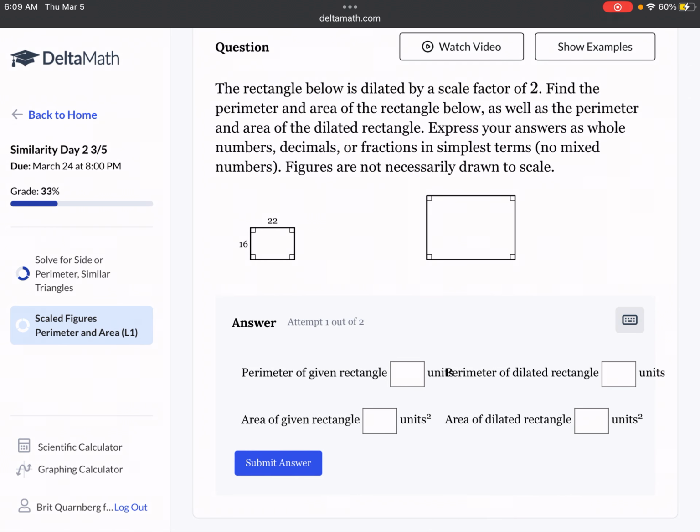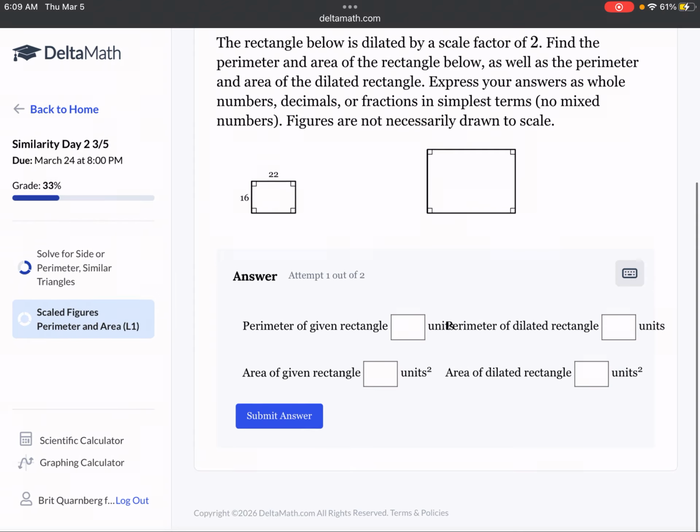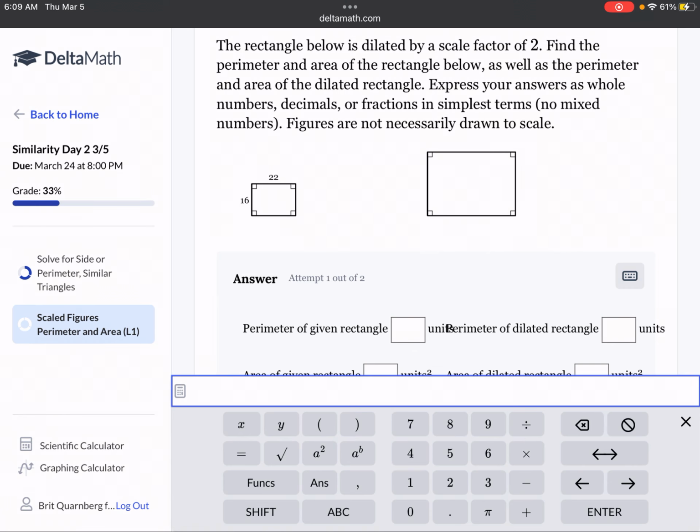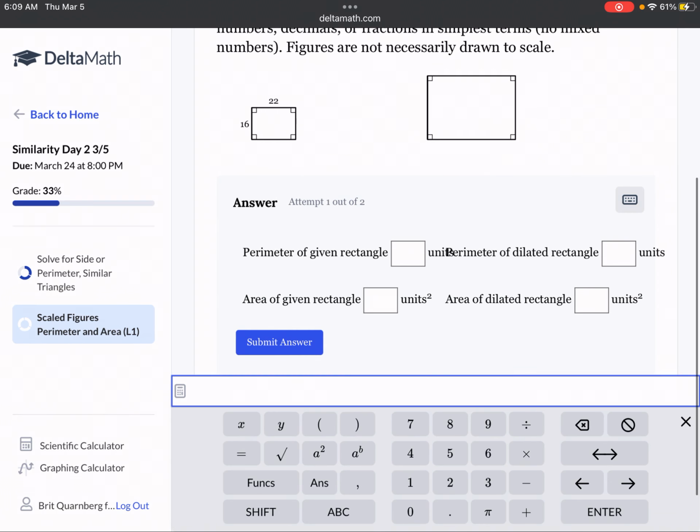Okay. So the next area are these scaled figures. So this rectangle below is dilated by a scale factor of 2. Find the perimeter and the area of the rectangle below, as well as the perimeter and area of the dilated rectangle. Express your answer as whole numbers. Okay, so let's start by figuring out the perimeter of the little rectangle, right? So this is one way of finding the perimeter. You can find it however you want to.